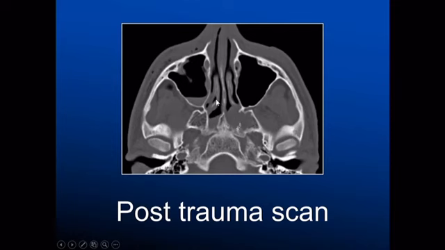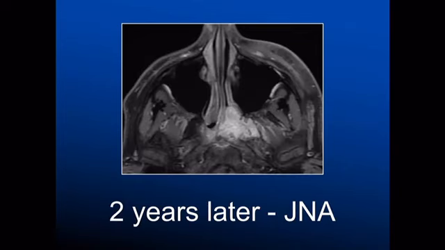And you can see on this, it's not a fluid level, it has a bulging contour, so this is more polypoid or mass-like in contour. And when we rescanned him a couple of years later after he developed epistaxis, this was the lesion, and this was a small JNA.